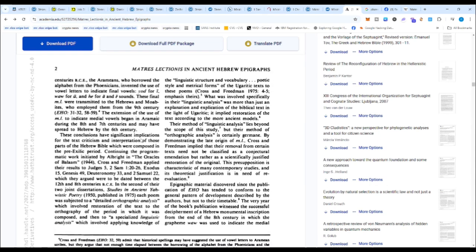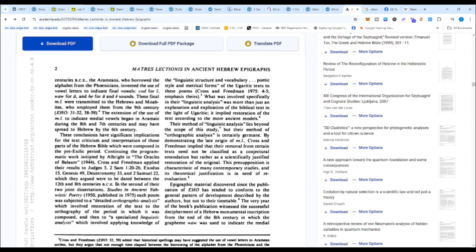These conclusions have significant implications for the text criticism and interpretation of those parts of the Hebrew Bible which were composed in the pre-exilic period, continuing the programmatic work initiated by Albright in the Oracles of Balaam, 1944. Cross and Freeman applied these results to Judges 5, 2 Samuel 1, verses 20 through 26, Exodus 15, Genesis 49, Deuteronomy 33, and 2 Samuel 22, which they argued were to be dated between the 12th and 8th centuries BCE.